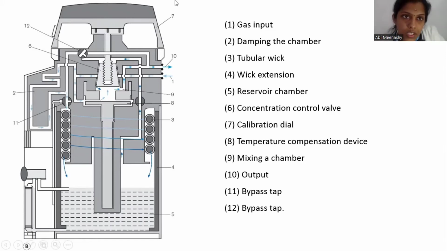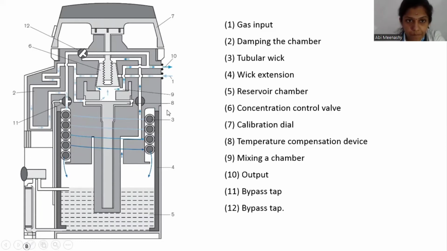So when the concentration valve is closed, the valve will come down so that none of the gas will go inside the vaporizing chamber. When it is open, this will ascend up, it will get open. Some of the gas will go inside the vaporizing chamber.